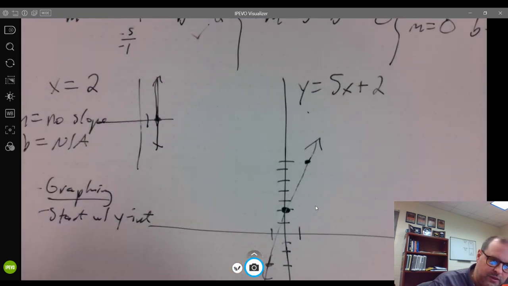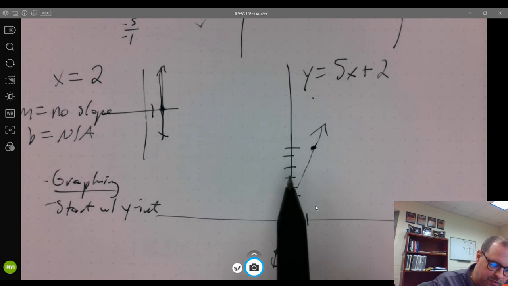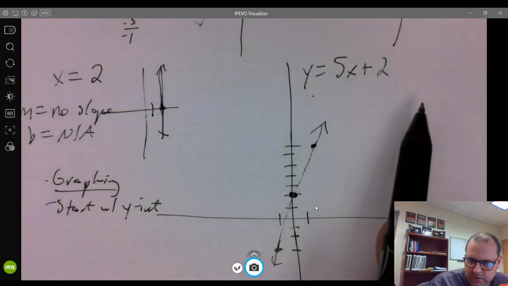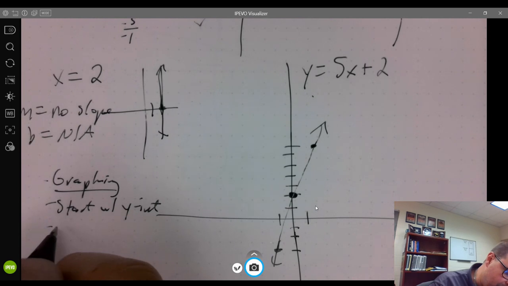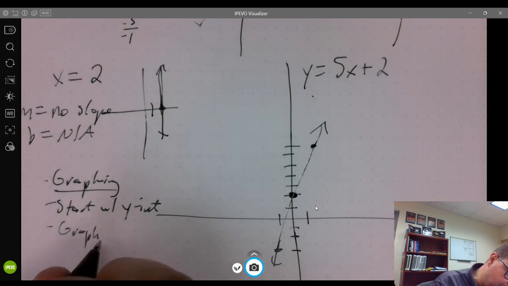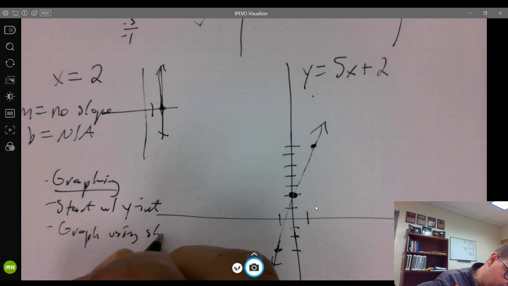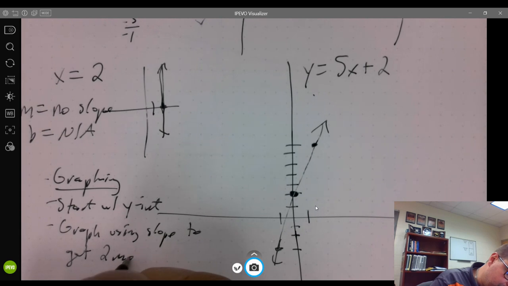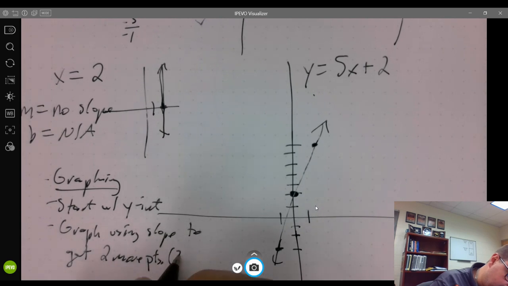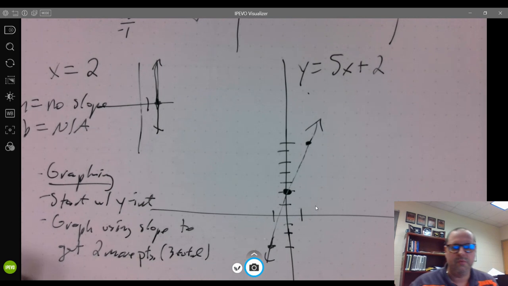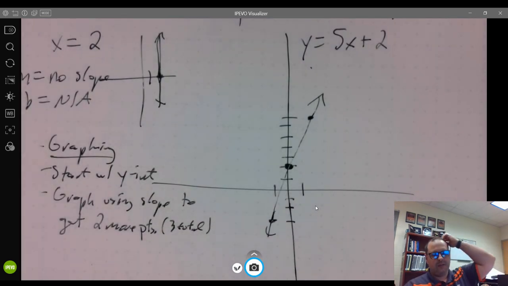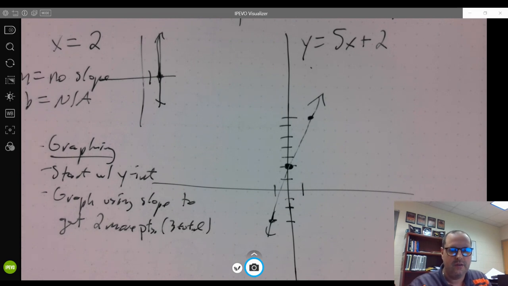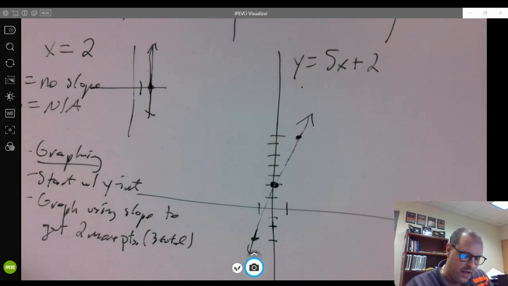So when we say start with the y-intercept, we started at 2, we went up 5, right 1. You could do that one more time if you had enough room. Okay. So then after that, we graphed using the slope to get 2 more points. That gives you 3 total points: the y-intercept and then 2 more points that you could use. Okay. So let's look at another example.